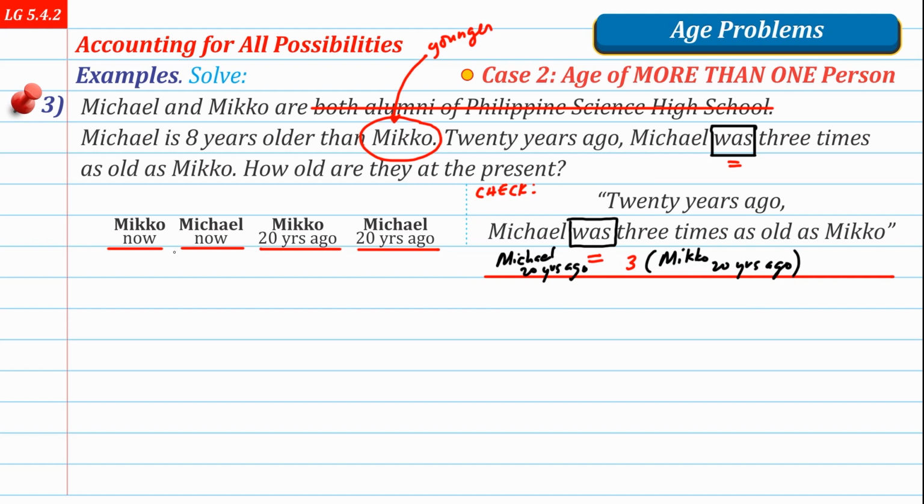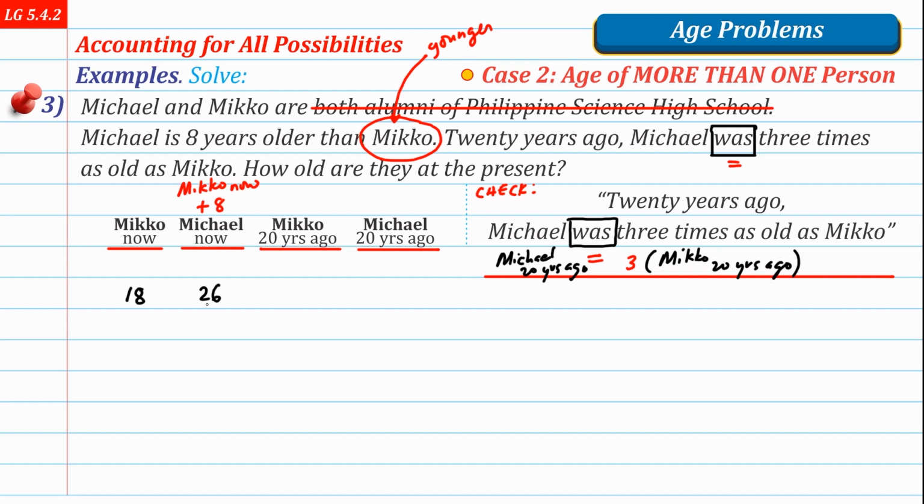Anong gusto nyong age ni Miko now? May sinabi kanina eh. Older than high school age. Okay. Di ba? 18. Pag-graduate nyo, assuming 18. O, sige na. Kung si Miko is 18, how do we get Michael? 18 plus 8, kasi 8 years older. Okay, so ito pala, Miko now plus 8. Di ba? So, 18 plus 8 is 26.